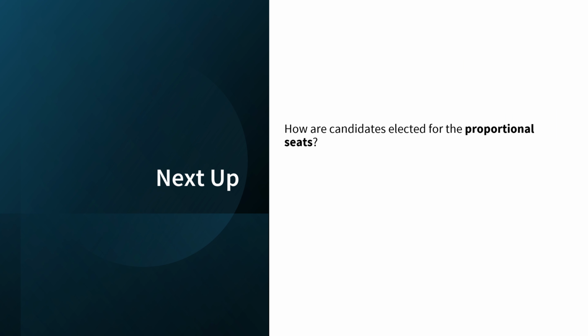But that still leaves one question unanswered. How do we decide who actually gets the proportional seats? In our next video, we will learn the concept of open lists, and we'll see how electors can influence who gets these proportional seats.